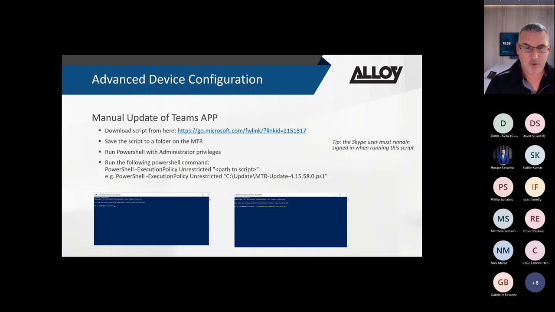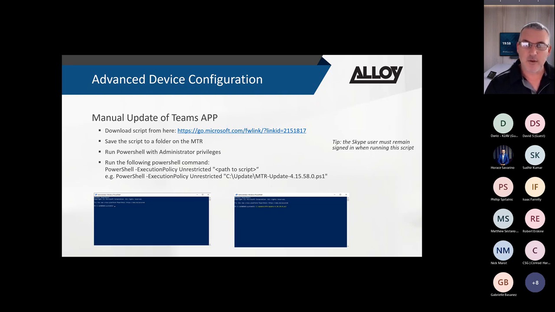Now, a tip here: if you log into the device with the Skype user logged out, this script will throw an error. The Skype user needs to remain signed in when you run this script. The best way to do this is when you're on the home screen of your MTR device, where you show your meetings and join meetings, plug a keyboard into your device and hit the Windows key 5 times. It's going to take you to the login page. Select admin and sign in. That will keep the Skype user signed in. It's not going to sign the Skype user out.